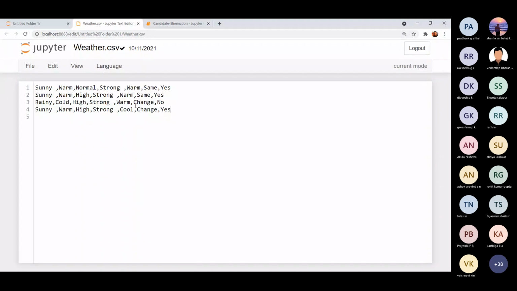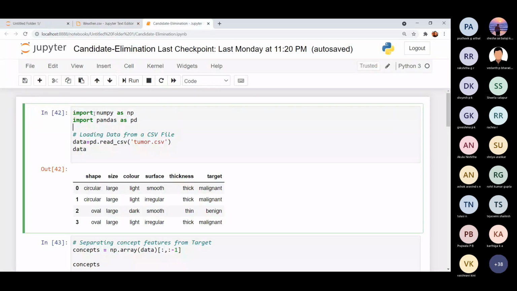Okay. So the same thing, the same training example, the 4 training examples, the same target, the same attributes here. Let's go through the code. For this code, we're going to use 2 libraries, NumPy and Pandas. Since in Python we don't have a specific array data structure, for array operations we generally use NumPy. And for reading any data frame data into our program, we use the pandas library. So we imported these 2 libraries.